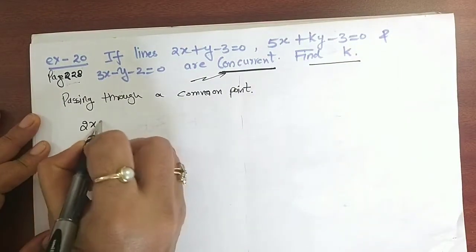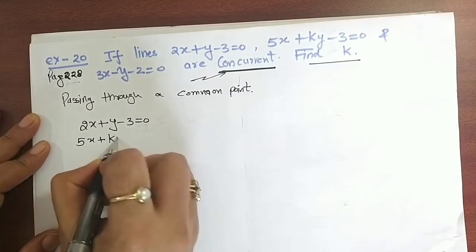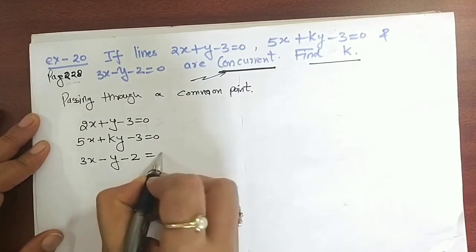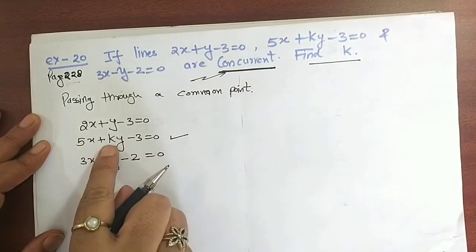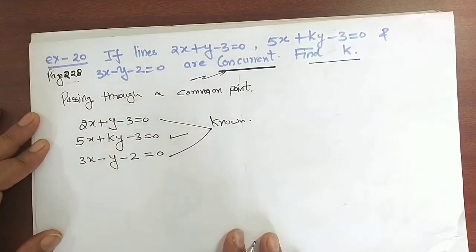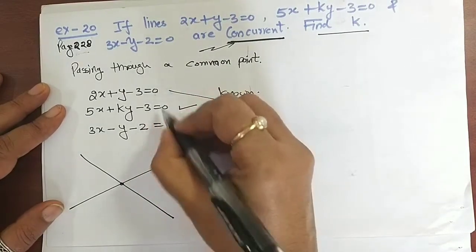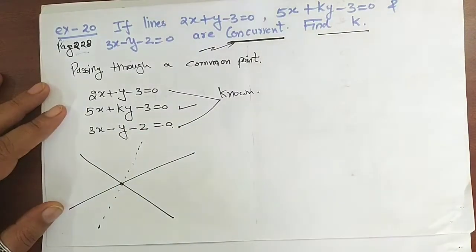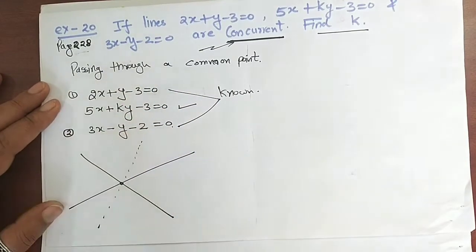So let's see these three lines. Let me write down again. 2x plus y minus 3 is 0. Next is 5x plus ky minus 3 is 0. Next is 3x minus y minus 2 is 0. Out of this, here k is unknown, but these two equations are known, meaning nothing is unknown in these two. So can we find out the point of intersection of these two lines? Then for sure the third will also pass through this. So suppose this is the first, and suppose this is, I am assuming, the second.